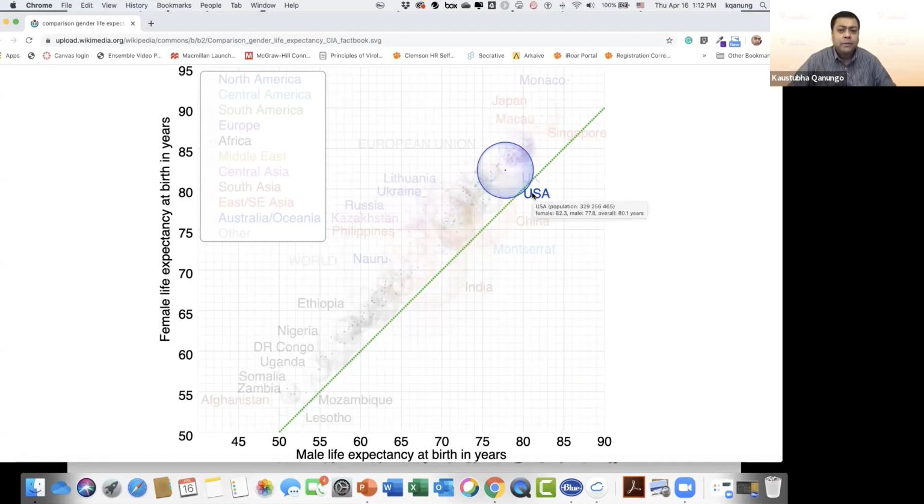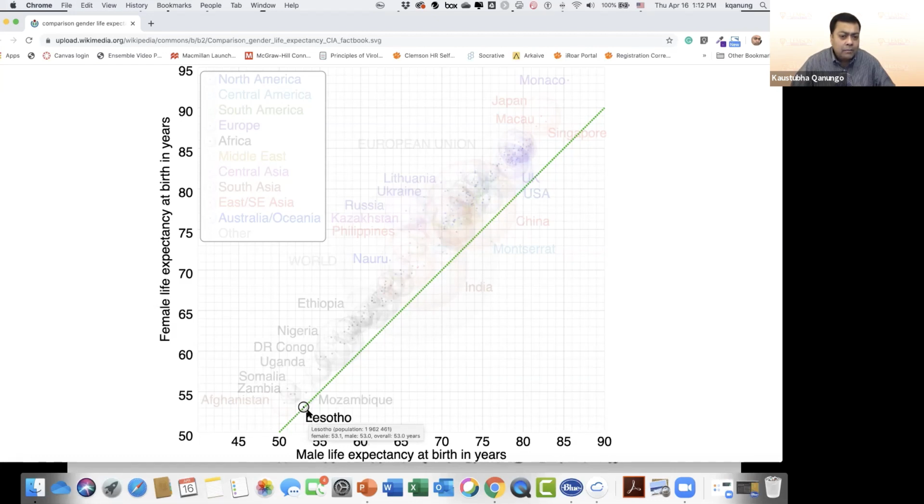So if I just click on the USA, population 329 million. And you can see that life expectancy is about 80.1 years, female 82.3, male 77.8. And this chart is from the US. On the other hand, just look at this right here. This is some of the different nations.